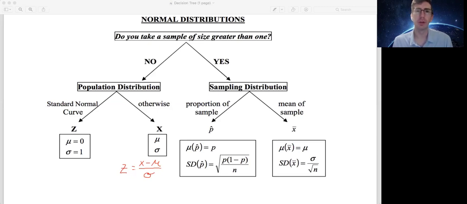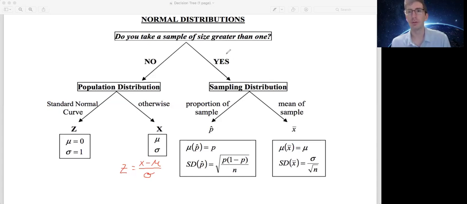So if we go back to the top of this, since we've handled the entire left side of this decision tree, if we go back and we ask ourselves again, do you take a sample size of greater than 1? If the answer to that is yes, right?